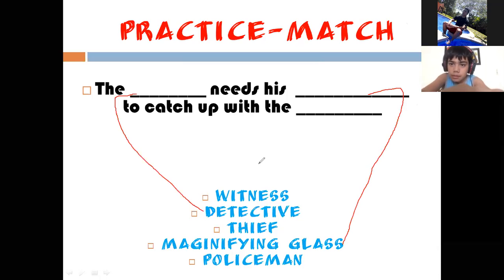And the last one, to catch up. Remember, catch up is arrest. What is the answer? The last one. The 5th? Yes. Good, Ariana, good. Diego. So this is the last one. So the complete sentence is, the detective needs his magnifying glass to catch up with the 5th. Good. Okay. If you have not copied this, please copy this example.